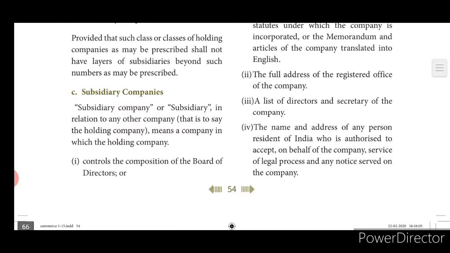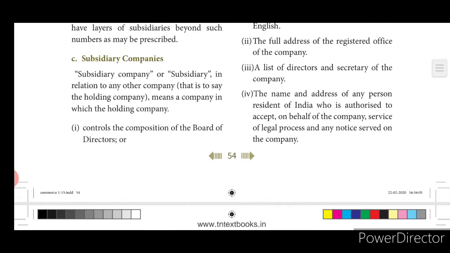So next one, subsidiary company. Subsidiary company or subsidiary in relation to any other company means a company in which the holding company controls the composition of a board of directors. Subsidiary company means what kind of company is that? It is also called a subsidiary. So in relation to any other company, a subsidiary company is a company which belongs to a holding company.